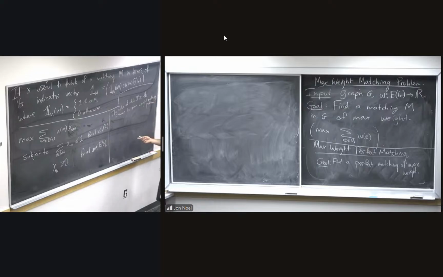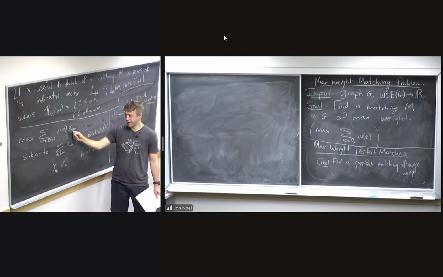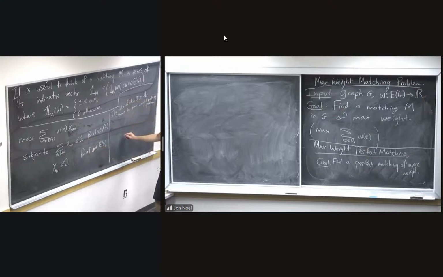And if you were lucky and all the variables ended up being 0 or 1, well, then you would have actually solved the problem. But you might not be that lucky. In fact, it's not hard to come up with a counterexample. So let's just say you take a 5 cycle as your graph, and let's say that every edge has weight 1.